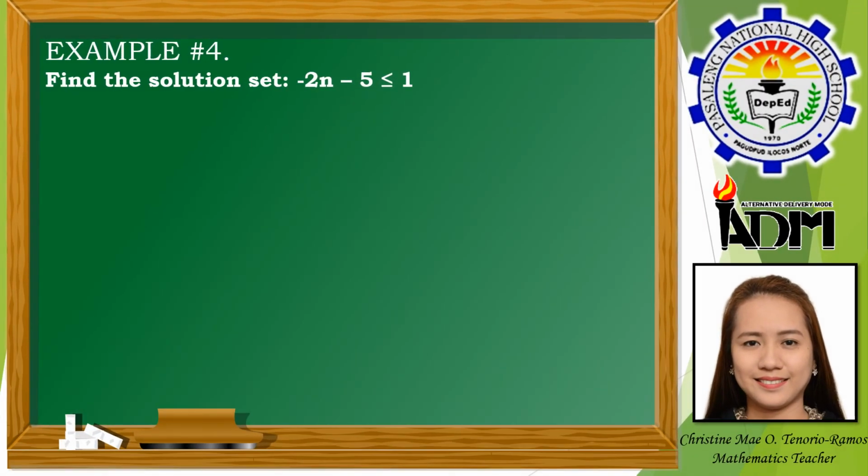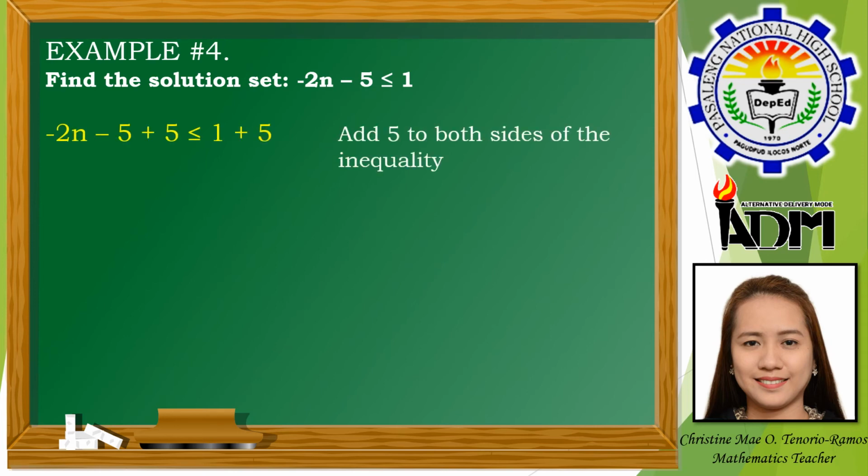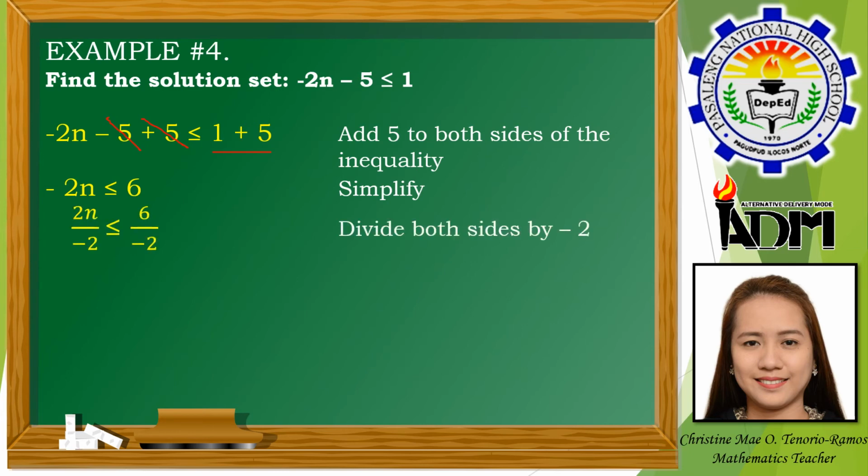Example number 4. Find the solution set: negative 2n minus 5 is less than or equal to 1. Add 5 to both sides of the inequality para makancel, and then i-plus mo yung dalawa. Magiging negative 2n is less than or equal to 6. Simplify. Dito, lagyan natin ng kulang, lagyan natin ng negative. So negative 2n divided by negative 2 is less than or equal to 6 divided by negative 2.